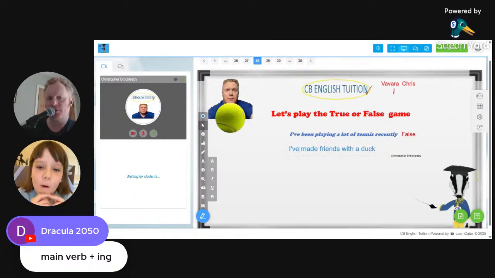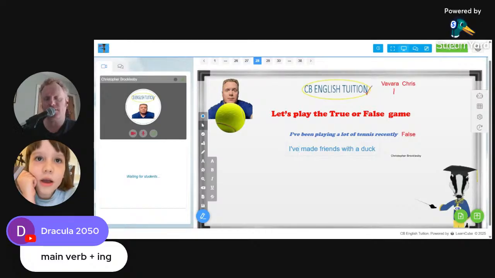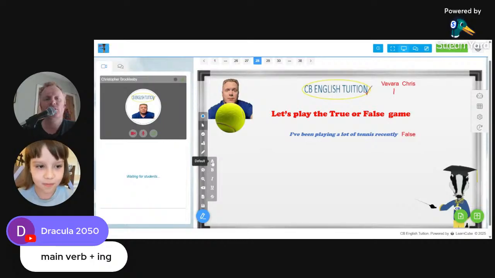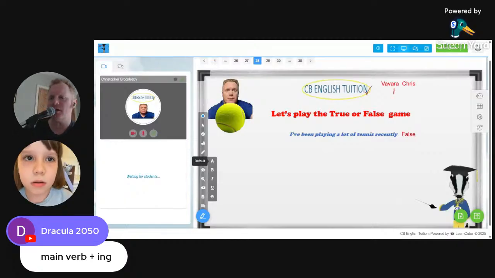Can you make that present perfect simple? So that has to go back to yesterday's classroom. Should we take it back? I've been friends with a duck. Yes. Oh, okay. That is not present perfect. You need auxiliary verb 1, auxiliary verb 2, a main verb with ing.